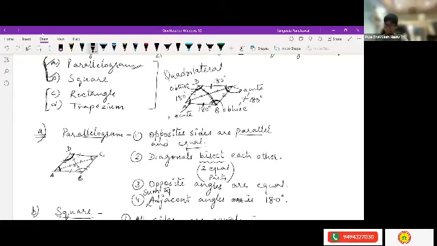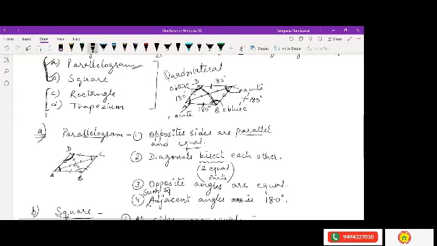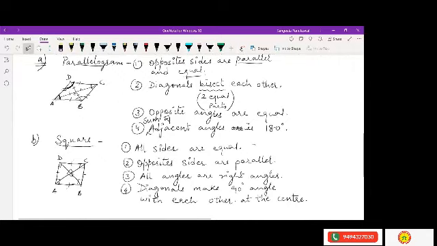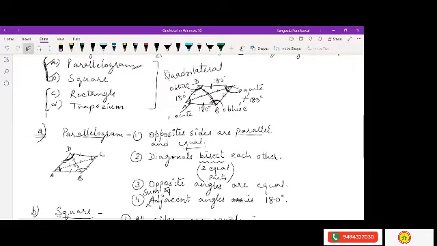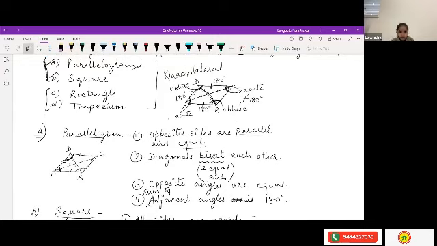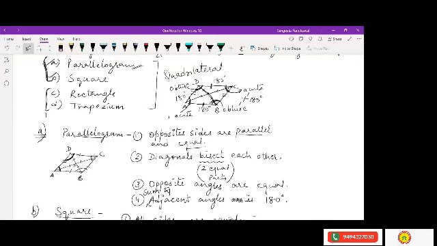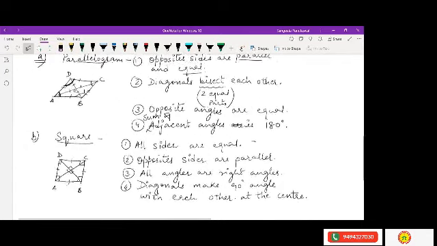Ma'am, is that given in the textbook, those square and parallelogram properties? No, this is not given in the textbook. That's why I told you to note it down. This is not in your textbook. You won't find this in the chapter. This I have told you from my side.